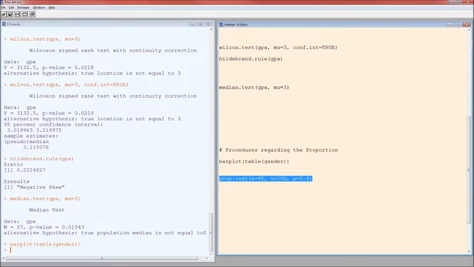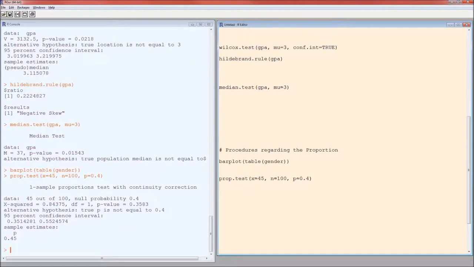So that is our prop test. Control R. Notice again all the way over here, the output looks pretty much the same as any of the other test output that we've had. Tells us what the data is, the null hypothesis. Test statistic is a chi-squared test statistic. Its value is 0.84375. Degrees of freedom for that chi-squared test statistic is 1. There's the p-value. P is greater than alpha, therefore we fail to reject the null hypothesis.